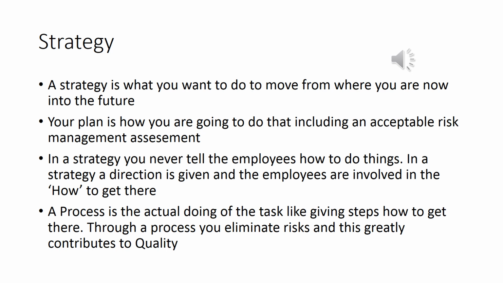So a strategy is what you want to do to move from where you are now into the future. Usually in a strategy, you write your present status, your present situation, and where you want to go. And your plan in the strategy is how you are going to do that, including an acceptable risk management assessment. But in a strategy, you never tell exactly the employees how to do things. In a strategy, a direction is given and the employees are involved in how to get there.